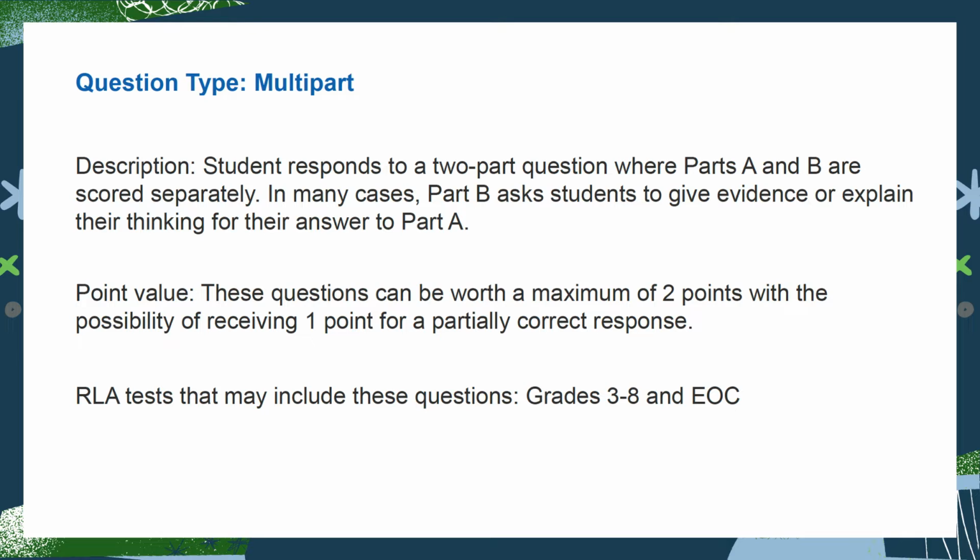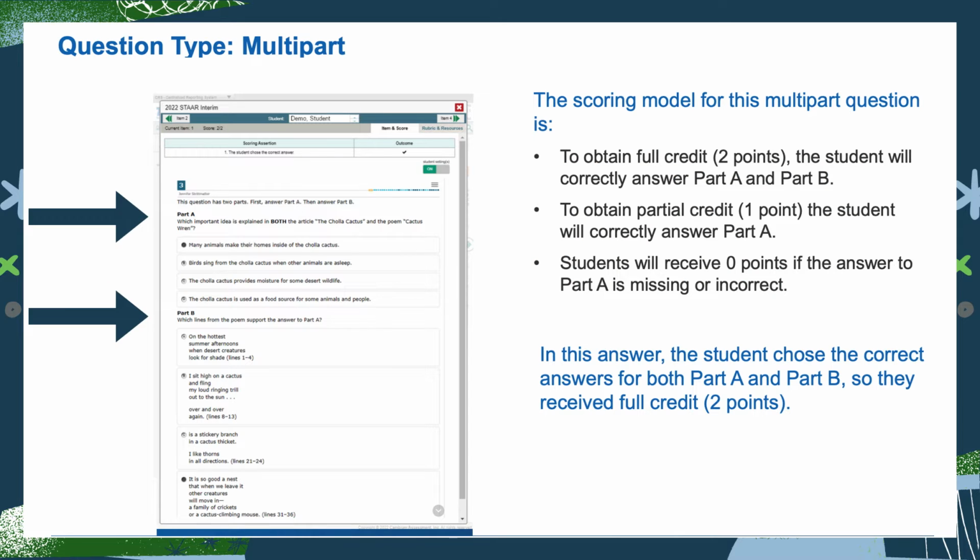The multi-part question type is another question type our students are likely to see. Students will be responding to a 2-part question where parts A and B are scored separately. In many cases, part B will ask students to give text evidence or explain their thinking for their answer to part A. These questions can be worth a maximum of 2 points with the possibility of receiving 1 point for a partially correct response. Here's how this could look.